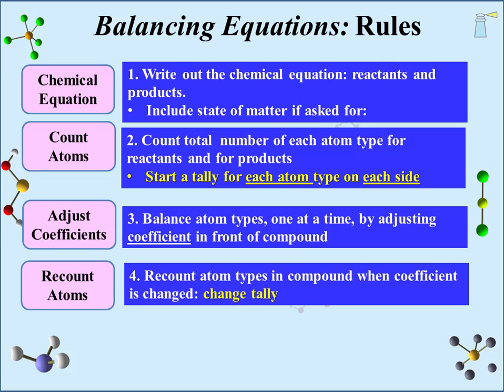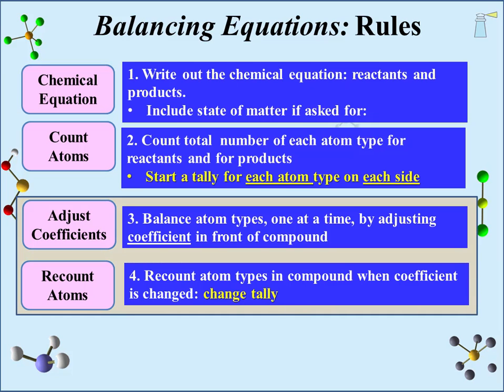If a coefficient is changed, then the count of atoms from that compound has changed. Step 4 is to recount atom types in compounds where the coefficient is changed. Change the tally to reflect the change in the number of atoms. And in most chemical equations, steps 3 and 4 are repeated with other atom types until the tally of atoms in the reactants is equal to the tally of atoms in the products. This makes more sense if more than one compound has a change in its coefficients.